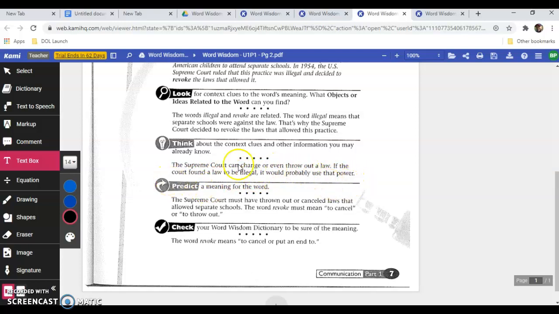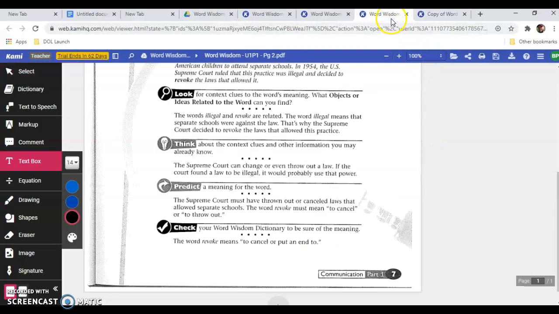Then you need to predict a meaning for the word. In your own words, you're thinking about the word that you've been thinking about this whole time, and you are coming up with what you believe it means based on what you've already looked at. The final step is to check your Word Wisdom Dictionary, and that's a PDF file that's also attached to this assignment. So please make sure that you utilize it. As I mentioned, this page was just an example, and the real work that you're going to be completing begins on the next page.